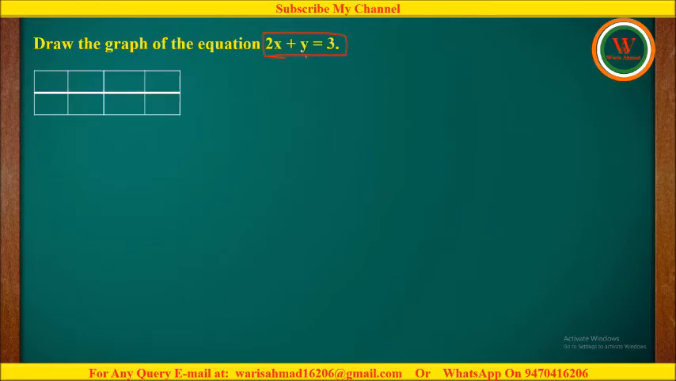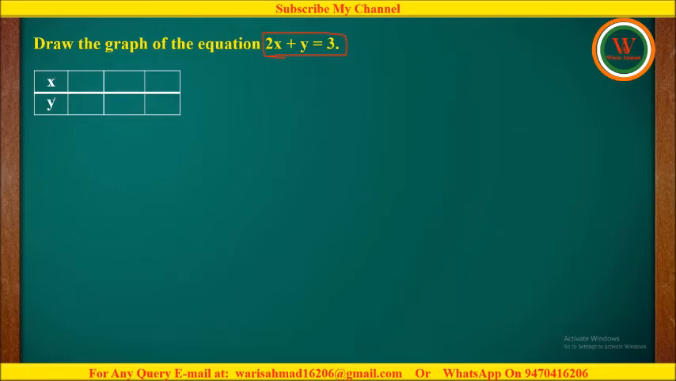Now the next question is, draw the graph of the equation 2x plus y is equal to 3. To draw the graph of any linear equation in two variables, the very first thing is that we have to find at least three solutions of this linear equation. So first of all we will draw the table, and then we have to find any three solutions of this linear equation in two variables.